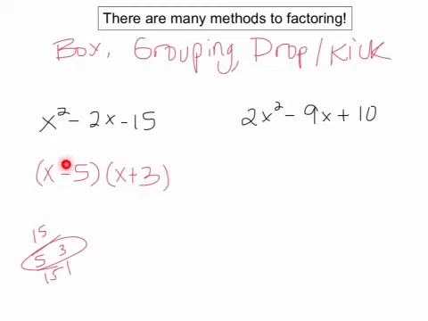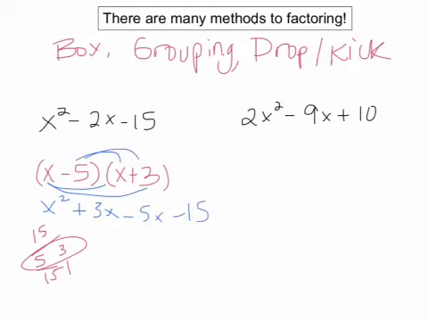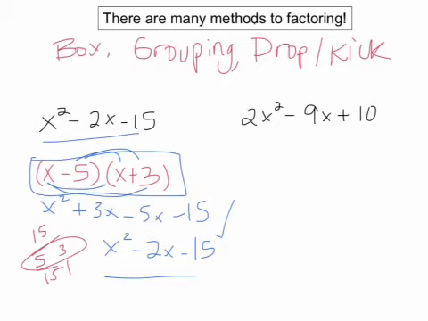And so if I were to check this, because it's kind of like guess and check, then when I FOIL it, x squared plus 3x minus 5x minus 15. And when I combine my like terms, I get x squared minus 2x minus 15, which is exactly what I'm looking for. So then I factored this correctly.